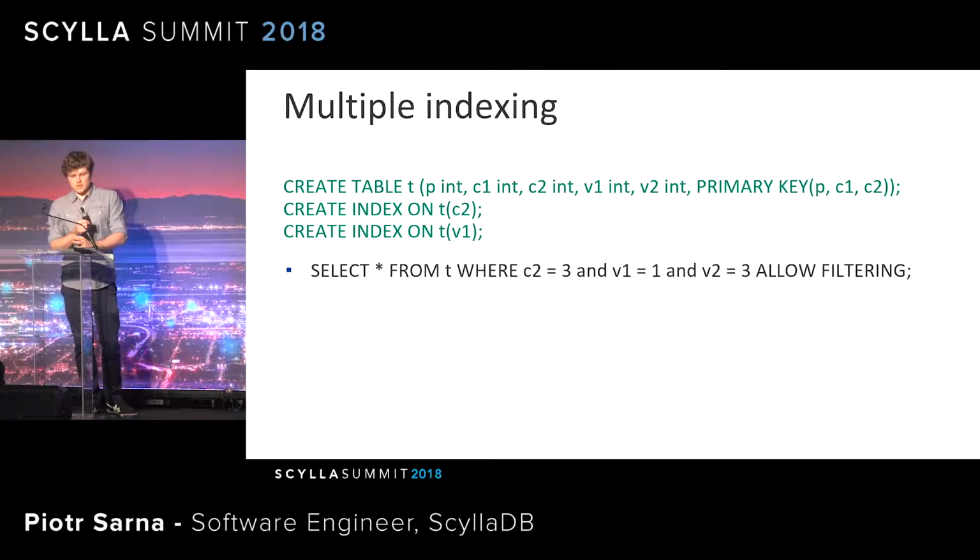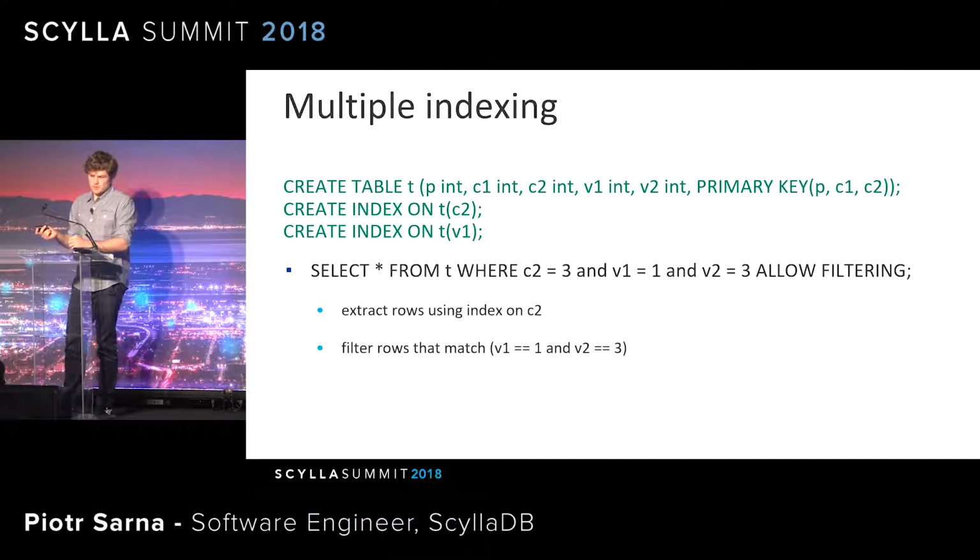Right now I added another index on V1, one of the regular columns. The rest of the example is exactly the same, so what would happen is also exactly the same as the previous slide. Since we can only use one index for an index query, we would use the index on the clustering column and then filter all the rows that match the restrictions. Right now, our super simple heuristic is to pick the first index that we find. That's why we went with C2.